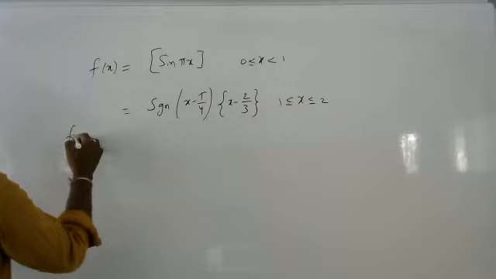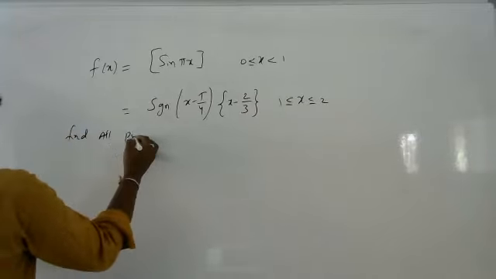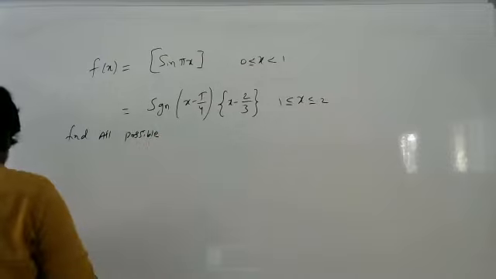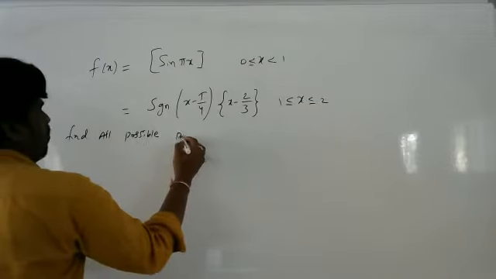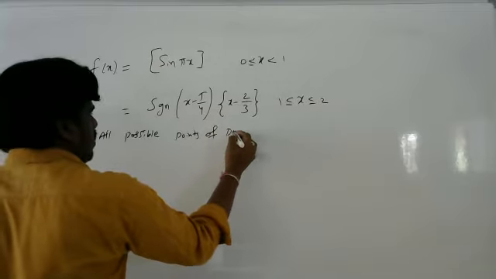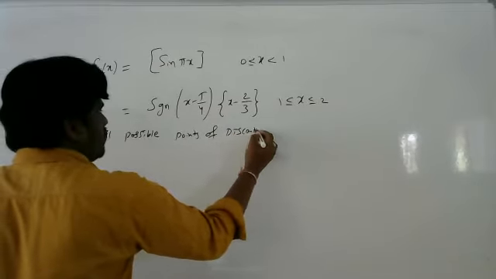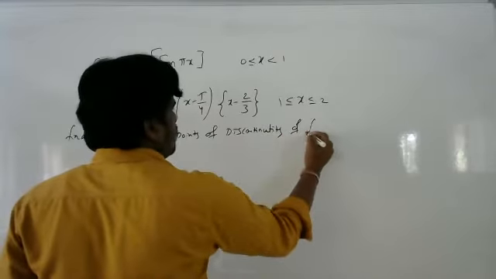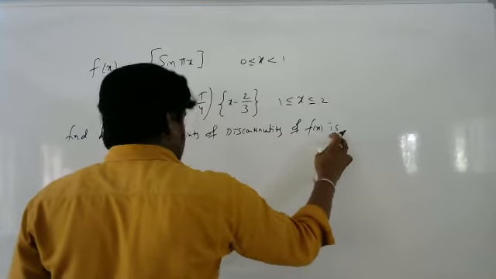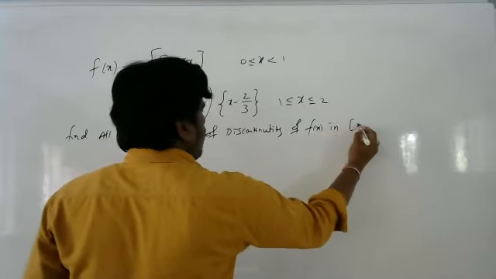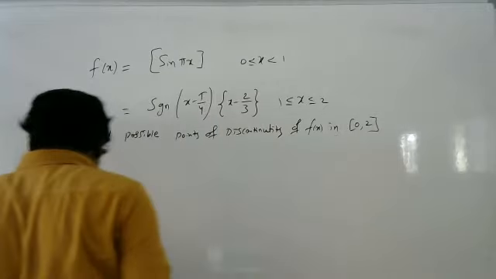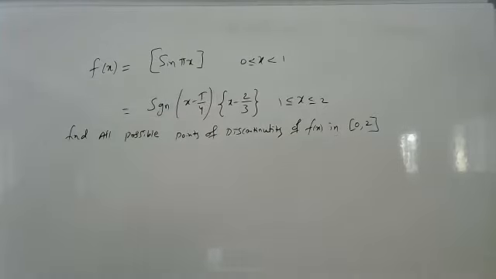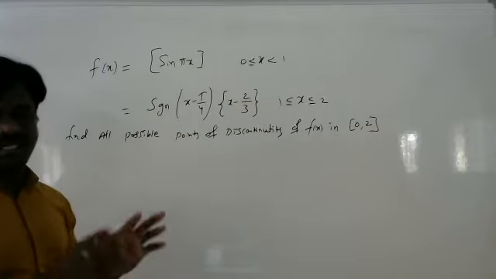The question is to find all possible points of discontinuity of f of x in the interval 0 comma 2. So this is the question. Tomorrow I will explain extra questions, so today this is the last question. Tomorrow I will explain some extra JEE Advanced questions.